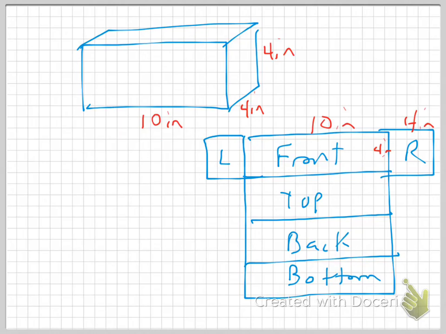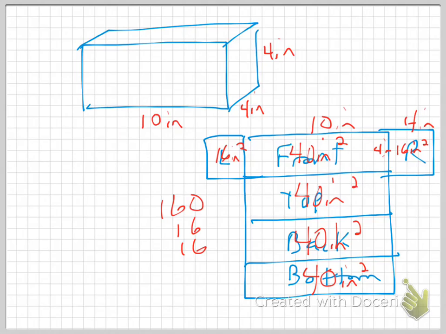What's the area of the left? 16 square inches. What's the area of the right? 16 square inches. What about the front? Not 100. Well, look, it's 4s right here. We already decided that's 4, and this is 10, so then it's 40 square inches. And then what would the top be? 40 square inches. And then the back would be 40 square inches. And the bottom is 40 square inches. So 40 plus 40 plus 40 plus 40 is 160. 160 plus 16 plus 16 comes out to 192 square inches.